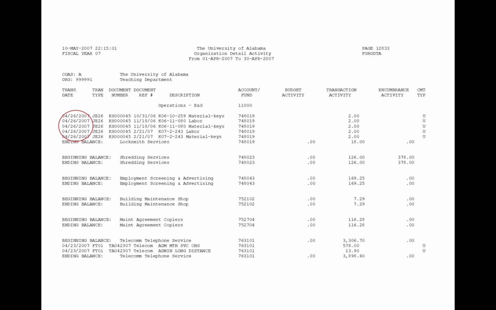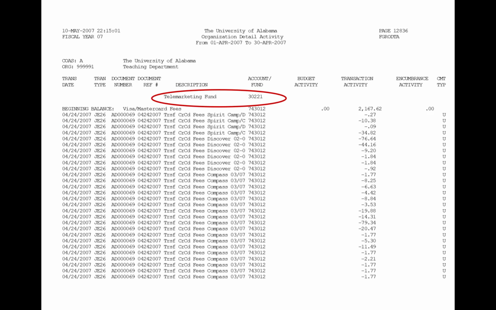Beginning balance for each account code is listed, plus the current month activity, and then the ending balance for April by account code. Note, this page displays a new fund number. There is more than one fund associated with this organization. Finally, the last page sums the total by fund and by organization.